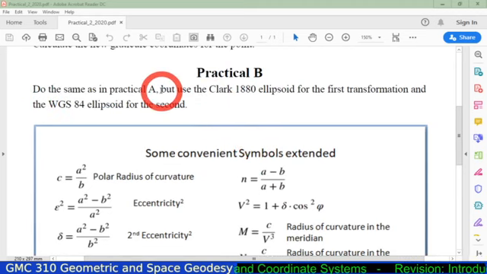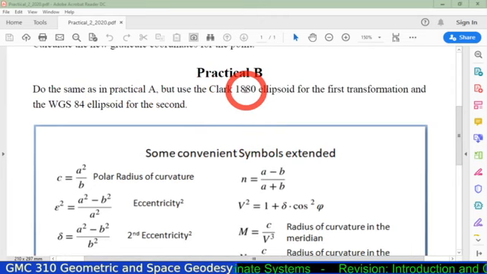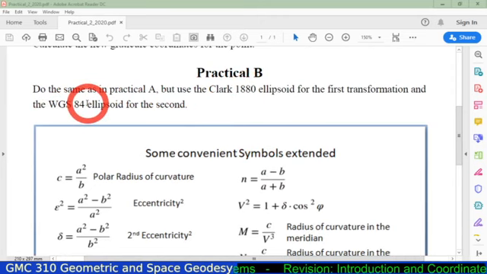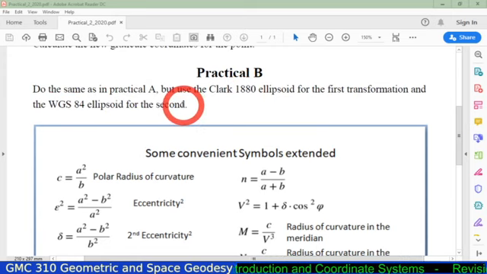Then you've got a practical B, where this is now a little bit more complicated, where you have to go from the Clarke 1880 ellipsoid to the WGS 84 ellipsoid. So there are 3 translations and also a different ellipsoid. But we'll do that practical in the next video. I'll show you how to do it then.